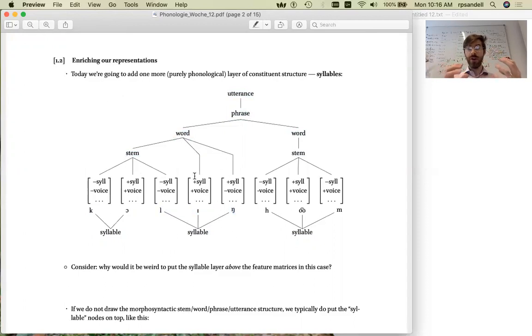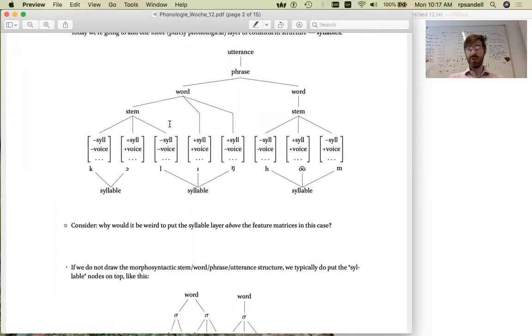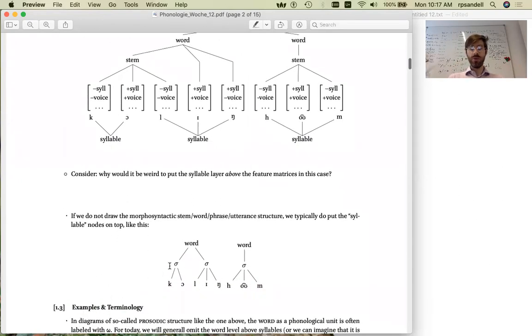So the phonological layer doesn't always perfectly overlap, doesn't always perfectly map onto or correspond to the morphosyntactic structure. If that were the case, then it might be acceptable, for instance, to put those syllables here above the segments, but that's not the case. Now, if we concentrate just on the phonological organization of those segments, the organization of those segments into phonological structures, then it would be more usual to draw the syllables above the segments.